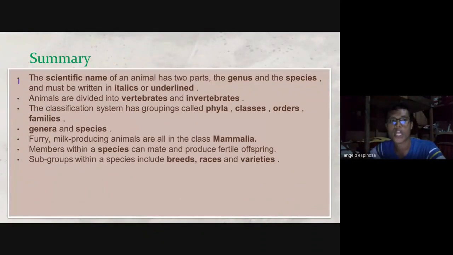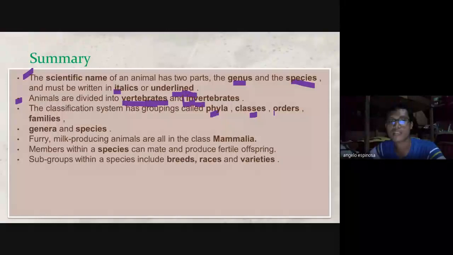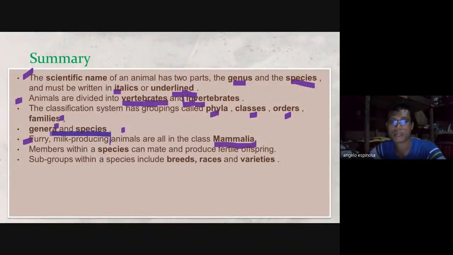So you have here the summary. The scientific name of an animal has two parts. Always remember that we have genus and species, and it must be written in italics or underlined. Pana-screenshot kayo dyan ngayon. Number two, animals are divided into vertebrates and invertebrates. Pag sinabi mong vertebrates, yung mga may buto, yung mga backbones. Pag sinabi mo namang invertebrates, ibig sabihin walang buto. The classification system has groupings called phyla, classes, orders, families, genera, and species. And milk-producing animals are all in the class Mammalia, those that have mammary glands, called mammalians or mammals.